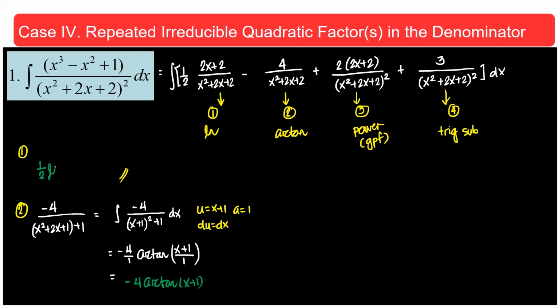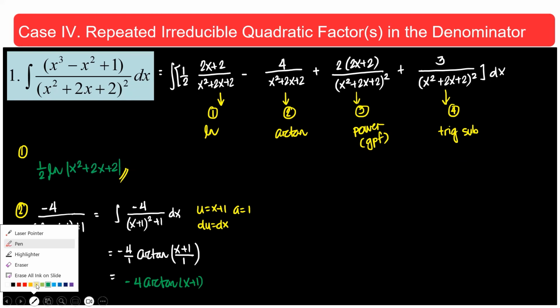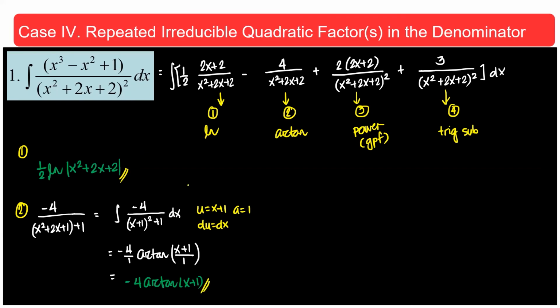1/2 ln of x squared plus 2x plus 2. Okay. So the answer for letter number 2 is tama, arctan nga. Now, let's go to number 3. Sabi sa number 3, general power. How is it general power? I don't need the 2. Let's bring it out.